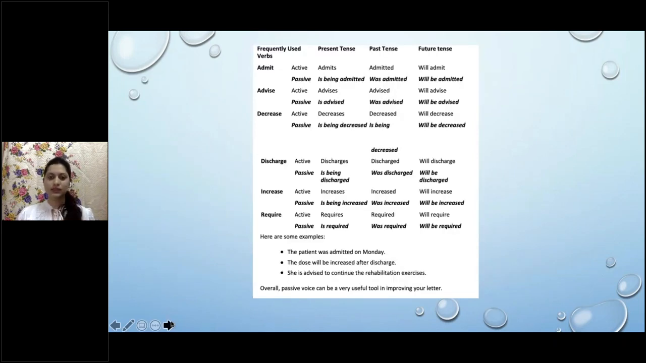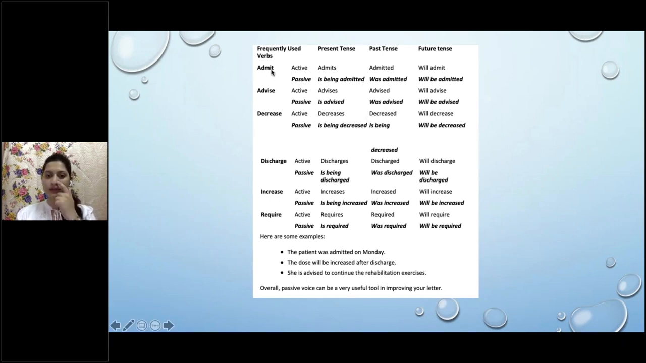So here are a few tenses. One major thing about tense: if you start your letter in past tense, make sure the whole letter is in past tense. Don't keep jumping between past tense and then present, and then go back to past again. Just try to make sure that your letter is well laid out.